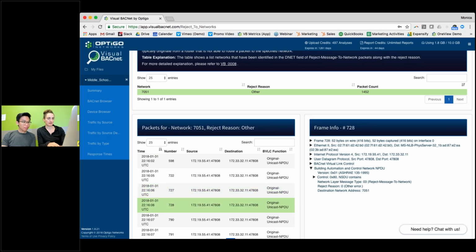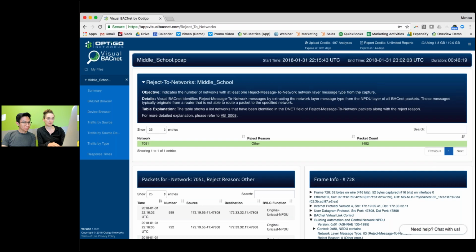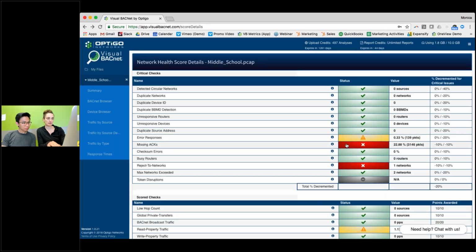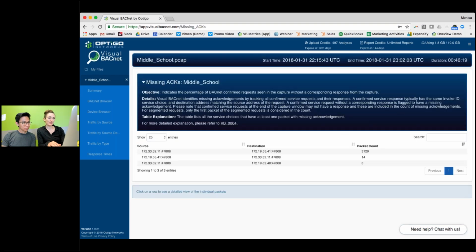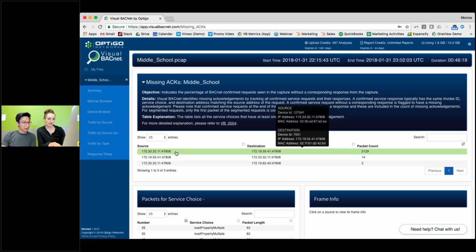The next thing here would be to look at the ACKs. So we'll go back. Missing acknowledgements: 22% of the acknowledgements are missing. And the majority of them are coming from source 3011. Look at this information. When you look at your rejected network, 172.19.55.41 is the same device. So odds are you've got a problem with that device.